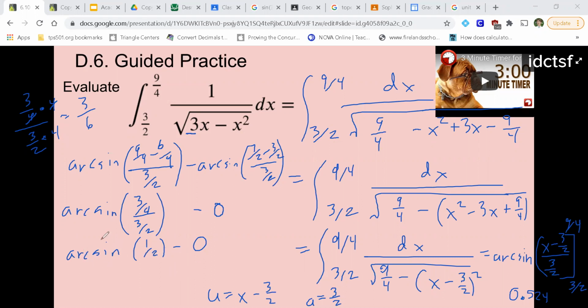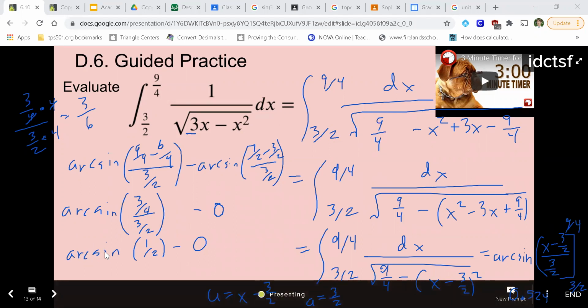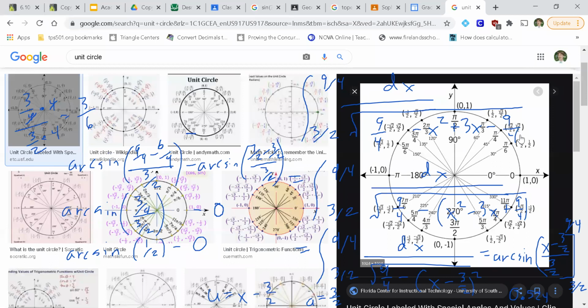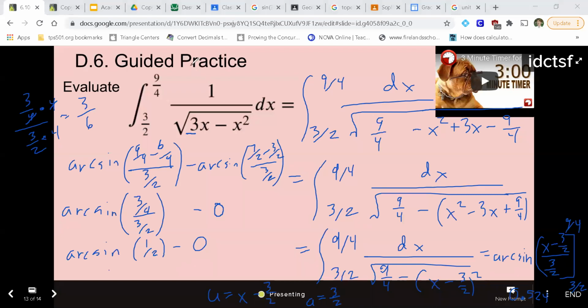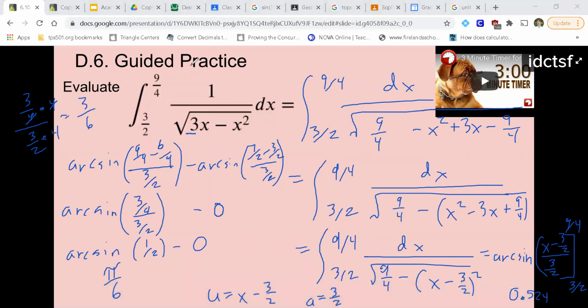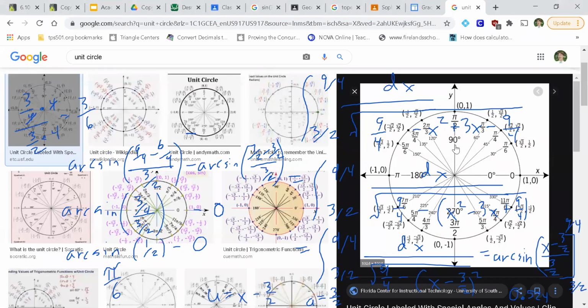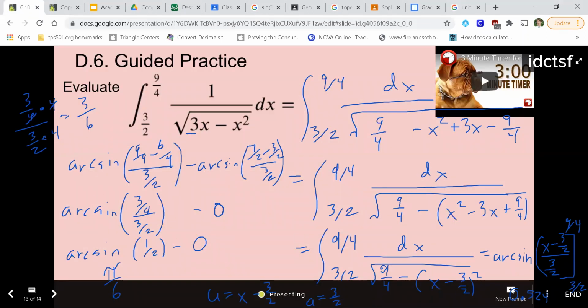And then you can evaluate this with your unit circle. You say, what angle gives us a y value of a half? That angle is pi over 6, because remember, this is the arc sine, the inverse sine. We take a ratio and we get an angle. Sine takes an angle and gives us a ratio. Arc sine takes a ratio and gives us an angle. So the arc sine of a half is what angle on the unit circle gives us a y value of a half. That's pi over 6, or 0.524.